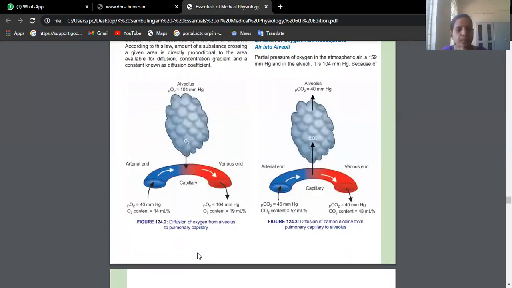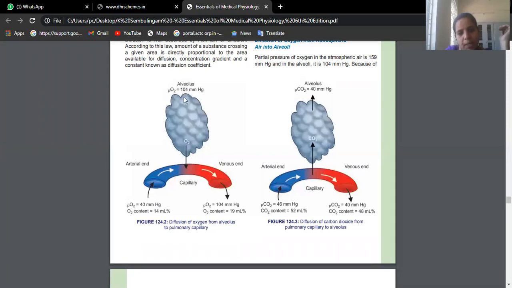Now see here, beta. This is the alveolus and this is the capillary. We know the capillary has one side arterial and the other side venous end. Now we are talking about the pulmonary veins. Do you remember pulmonary veins? Though they are veins, they still carry oxygenated blood, and pulmonary arteries, though they are arteries, still carry deoxygenated blood.